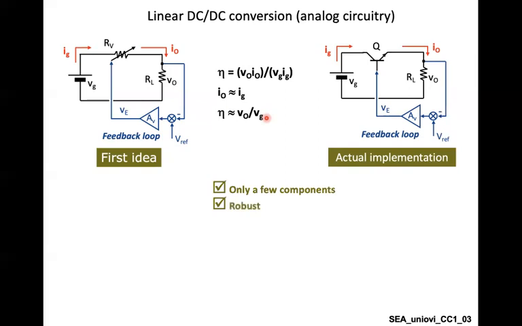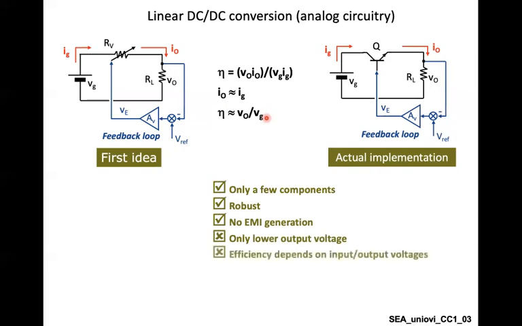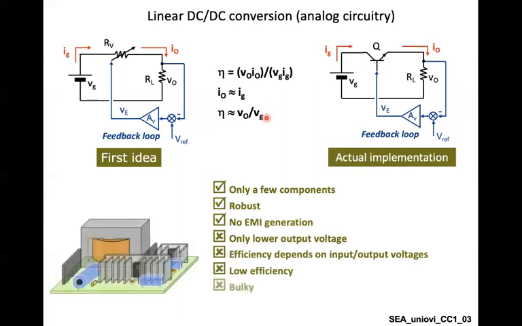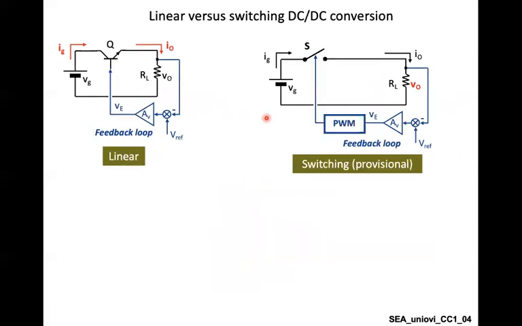It is a robust system with no electromagnetic field generation, but only a lower output voltage. I mean, by default, V output will be lower than V input. Efficiency depends on the input and output voltages. It has low efficiency because V output will not be typically equal to V input, and it uses some bulky electronic components.